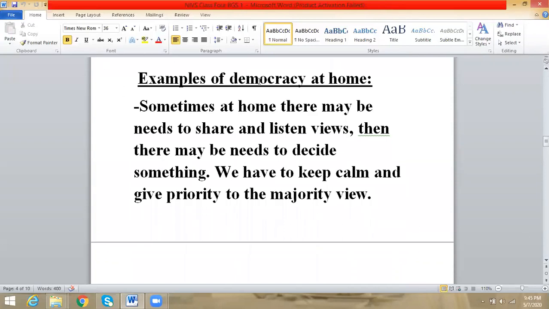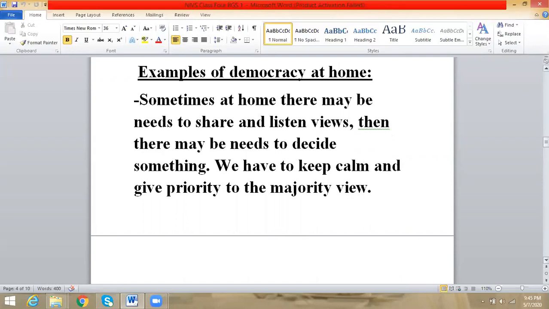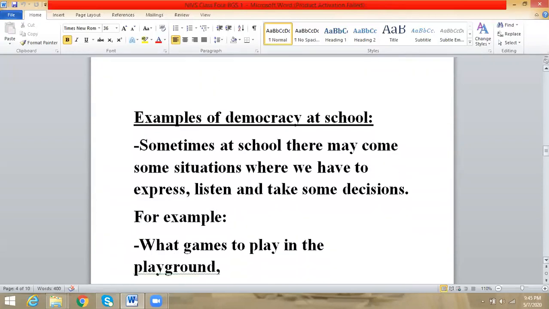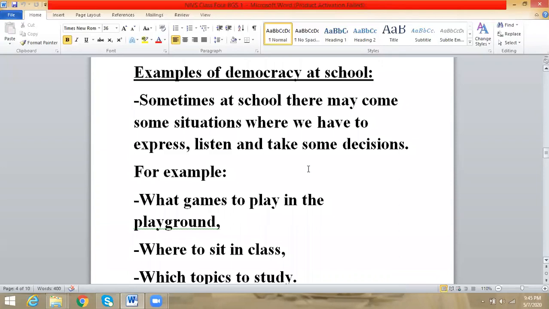Now I will give some examples of democracy at home. Sometimes at home there may be a need to share and listen to views, and then decide something. We have to keep calm and give priority to the majority view. Now I will discuss some examples of democracy at school. Sometimes at school there are situations where we have to express, listen, and take decisions. For example, what games to play in the playground, where to sit in class, which topics to study.